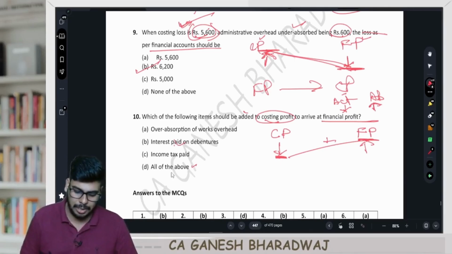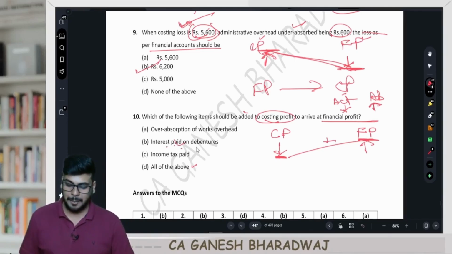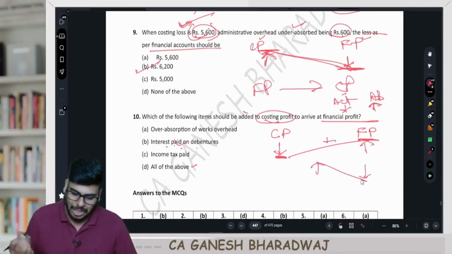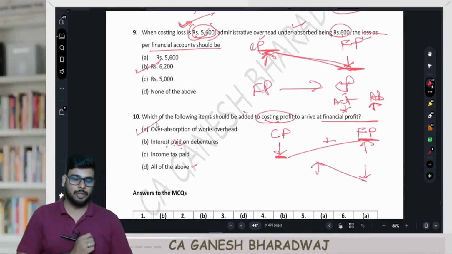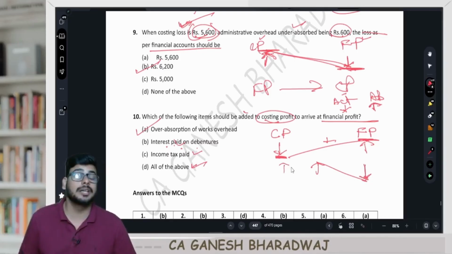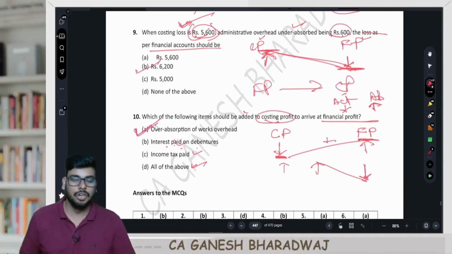Interest paid on debentures. What will happen here? Financial profit will be slightly lesser, but costing profit will be more, so I need to subtract. Clearly this is not an item to be added back, and so the option all of the above will not come in. Similarly for income tax, it would have been an expense under financial profit, reducing my profit, whereas costing profit is relatively more. So I only need to subtract. The only item to be added here is over absorption.